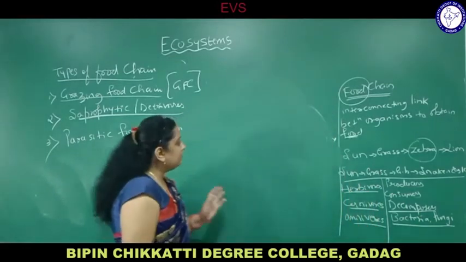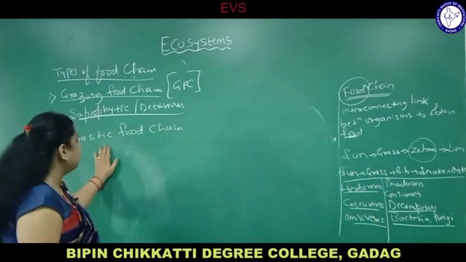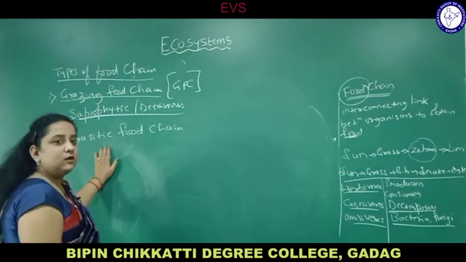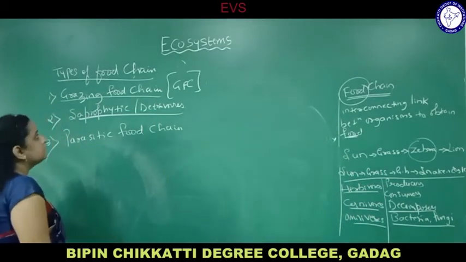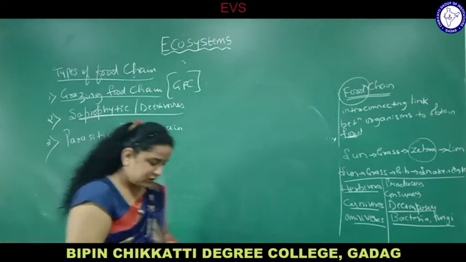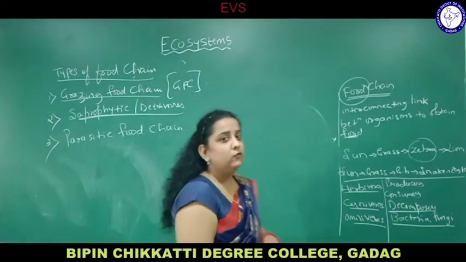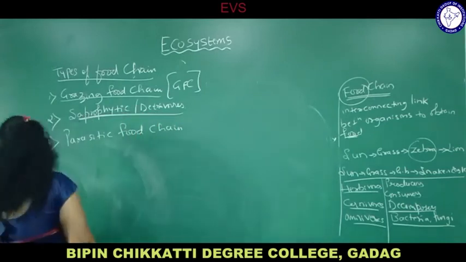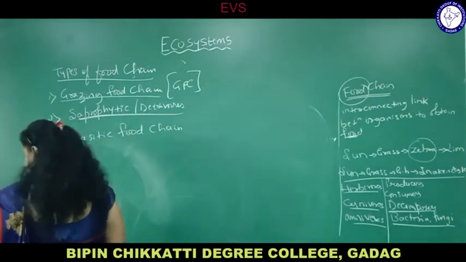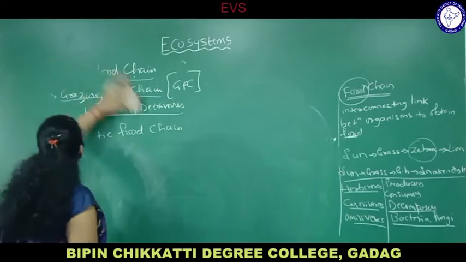Okay. Now what about the energy flow in these food chains? Again, the energy flows from one trophic level to another trophic level. So this is all about the food chain. Okay, understood? I hope you all understood. Now we will go to the food web. Now we will discuss food webs.